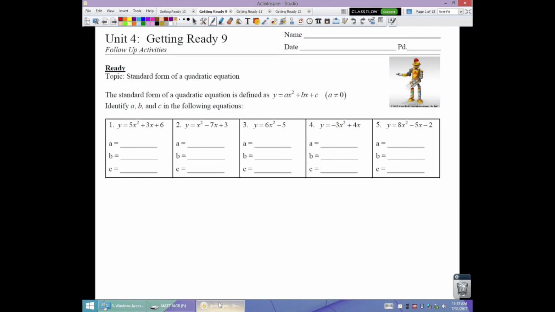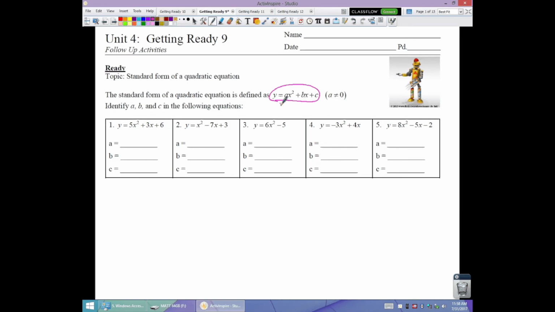So our Getting Ready 9, we're going to look at first here, the first topic, looking at the standard form of quadratic equations. And that is given to us right here. It's ax squared plus bx plus c. We are going to choose a, b, and c from a couple of sample equations.